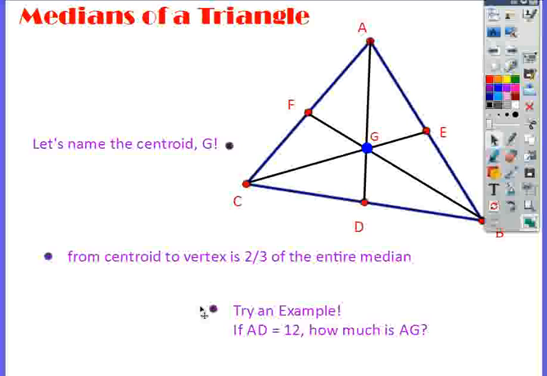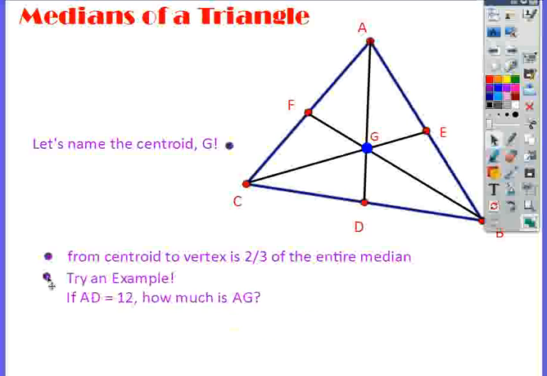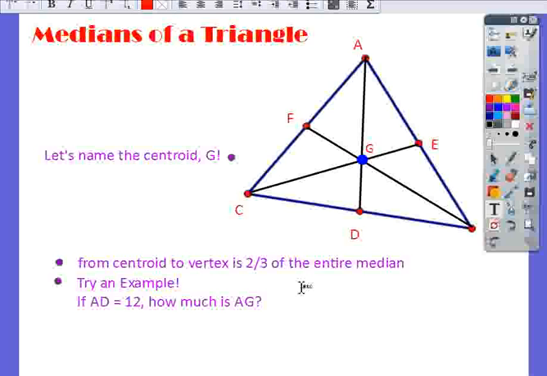Let's try an example. If AD equals 12, so that's the entire median, A all the way down to D, equals 12, how much is just 2/3 of it, which is AG? Let's work this problem out.